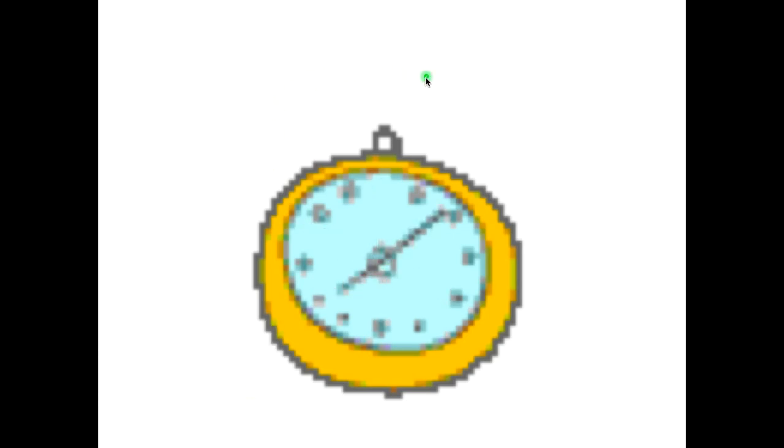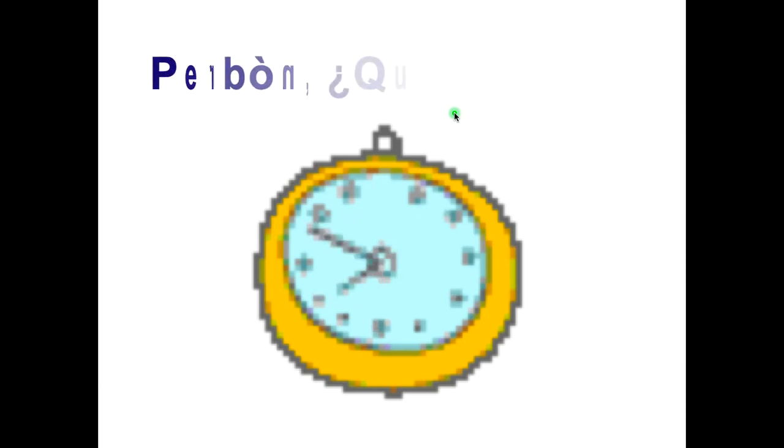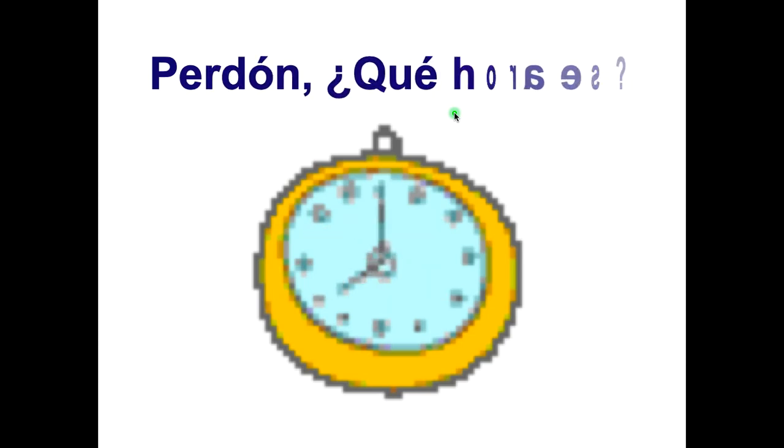So, in English, when you ask someone for the time, you might say, excuse me, what time is it? Okay. In Español, we do the same. So, the question that you will ask is, Perdón, ¿qué hora es? Okay. So, repitan, Perdón, ¿qué hora es? And that's what you say to find out what time it is.